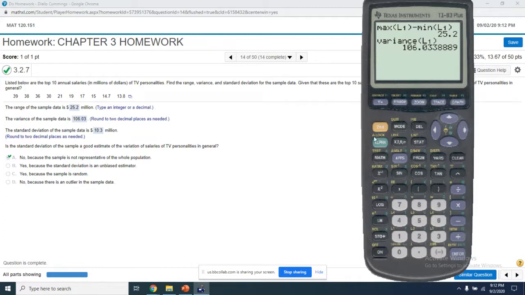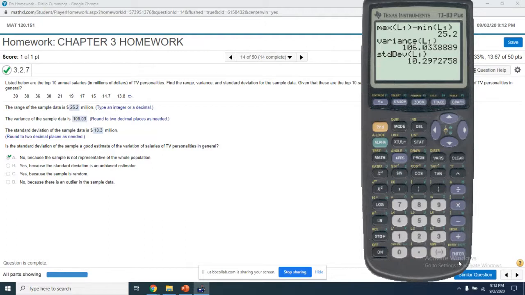Next, we're asked to find the standard deviation. So again, I'm going to go into the list. I want to scroll over to math. The standard deviation is my seventh function. We want to find the standard deviation of list one. And we have the standard deviation is 10.3 once we round.